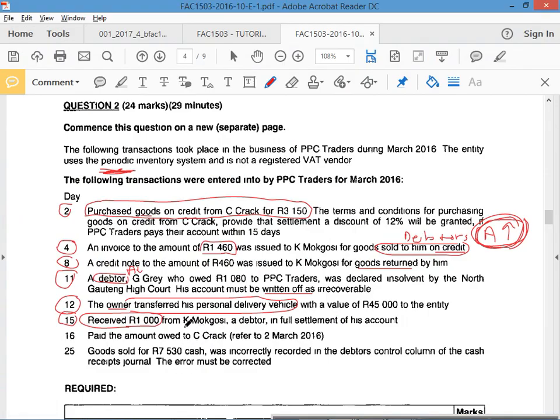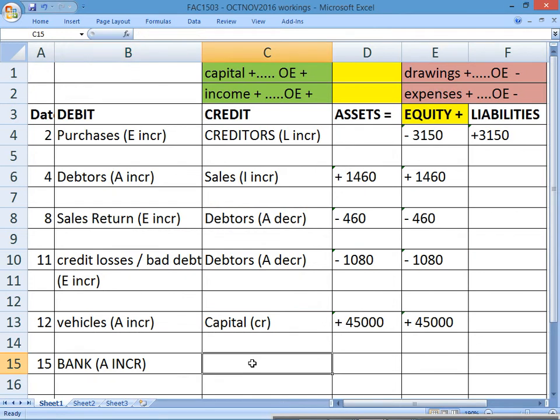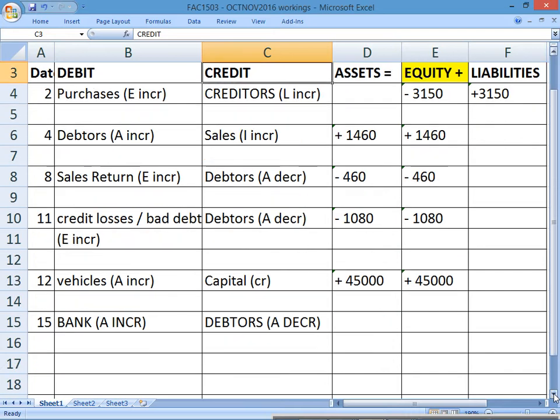Who are you getting this money from? A debtor. Are you going to have more debtors or less debtors? Less debtors. Where or what is debtors? Debtors is an asset. What's happening to the asset? It's decreasing. Where do assets decrease? Look at the rules. Credit side. That's how you get the answer. Okay, so debtors asset decrease, that's why it's a credit. Okay, so notice in this example, you had an asset going up and an asset going down. So I'm going to show plus here, 1,000, and I'm going to show minus here, 1,000. And that's it. Or you can just show plus, minus, up to you. Okay, I prefer showing it like that. Doesn't matter, as long as you show plus and minus. Make sense?